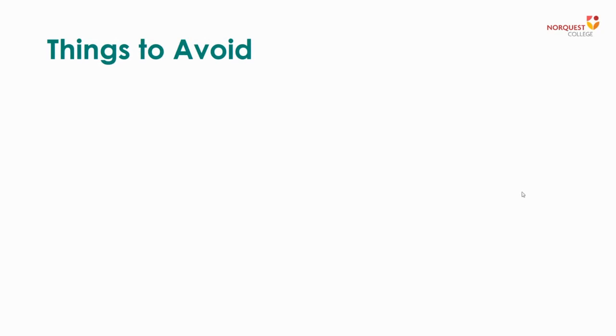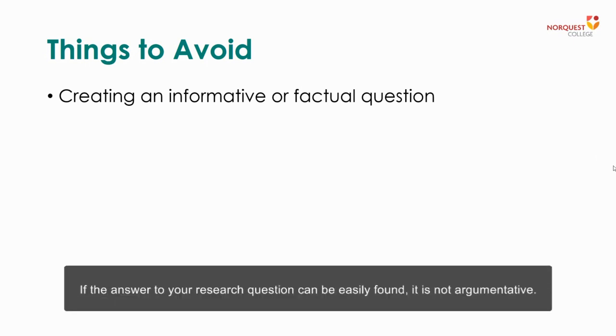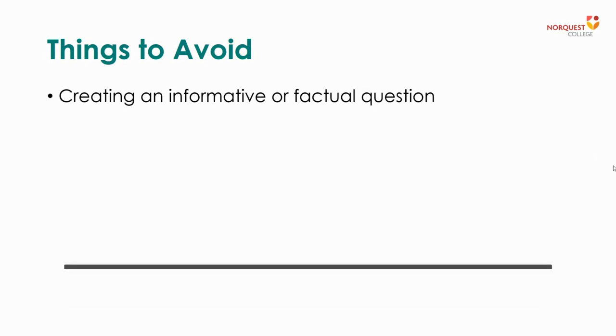Some things you want to avoid. As I was mentioning before, there are a couple of things you want to avoid when you're sitting down to think about your research question. One of them being accidentally creating an informative or a factual question. So, like I said, your research question is meant to help you make an argument, provide a point of view towards a specific question. So you want to really, really avoid just giving a description of something. You want to say, I believe in this point of view on this question, and here is why.